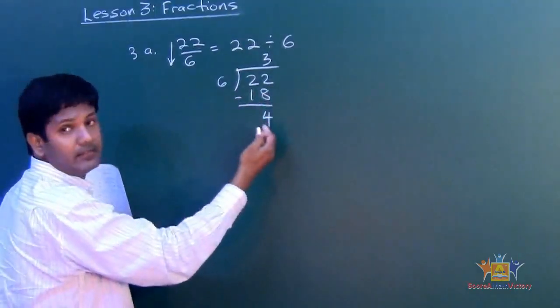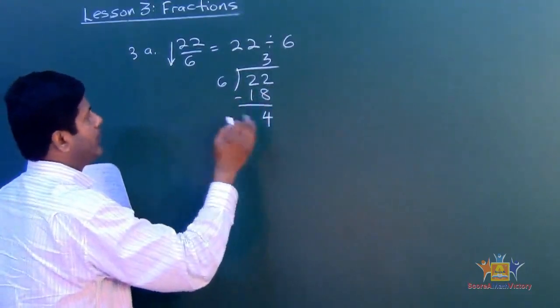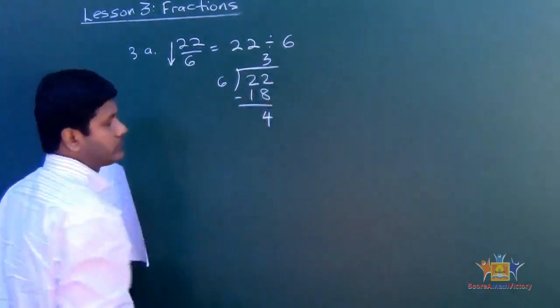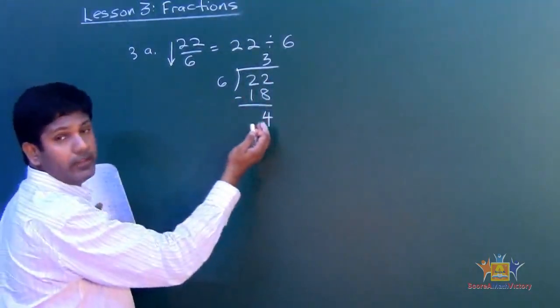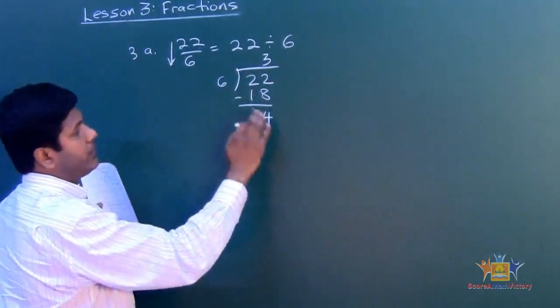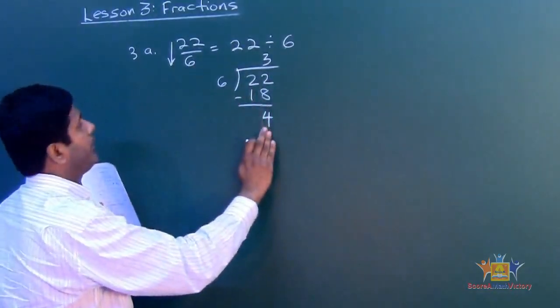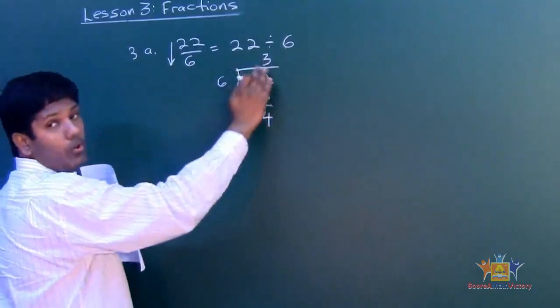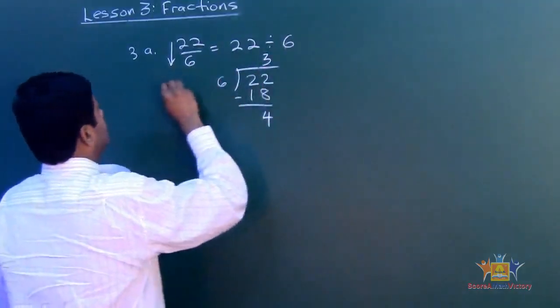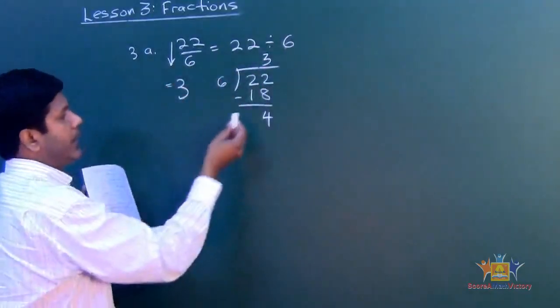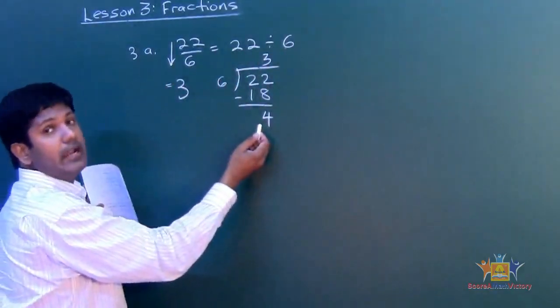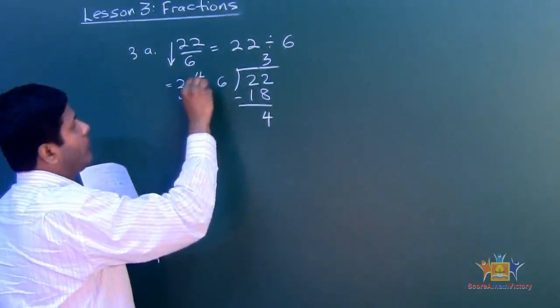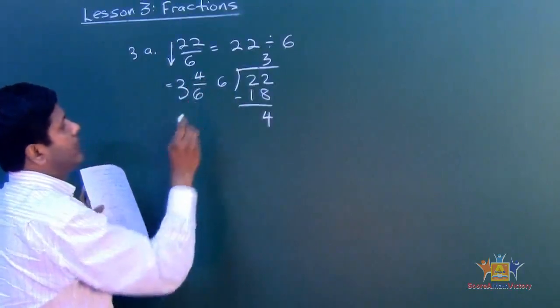Alright, that's the balance. Okay, so what do you do now? You take 6, so 4. Okay, so that's your final balance. Okay, now you don't want to go any further, you want to stop right there. Then what do you do? This is your whole number, which is 3. Okay, and this is your balance, which is your numerator. Okay, 4 over 6.